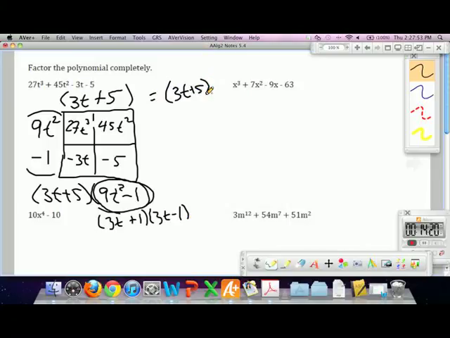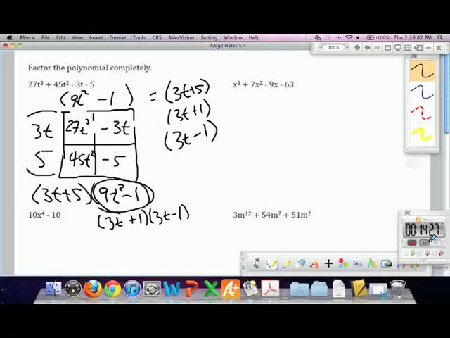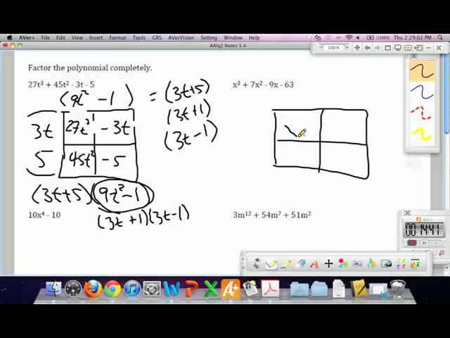Let's try this again. Let's try to factor this by grouping. So we'll use our grouping diagram to help us out. x to the third, minus 63. And then we'll put these in whatever order you like. I like squared and... Why don't you just put them in the box? Find what's in common.